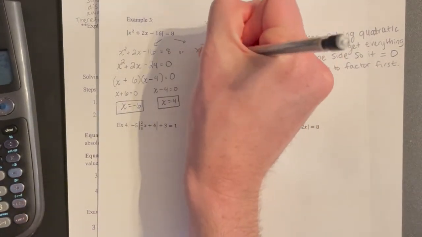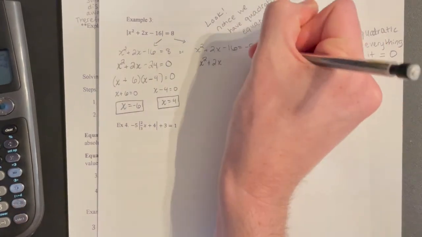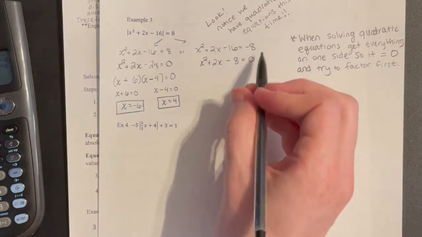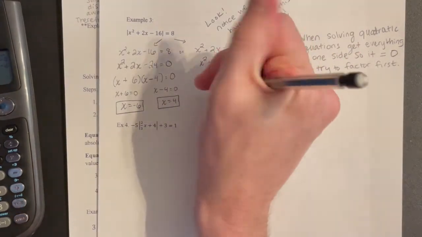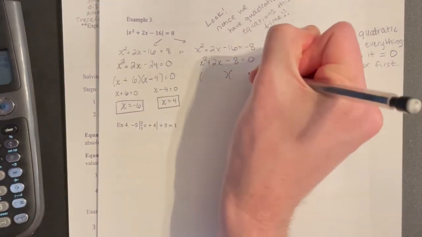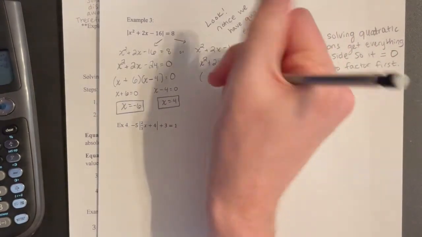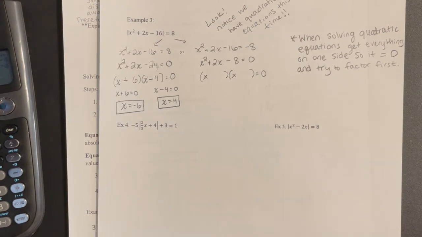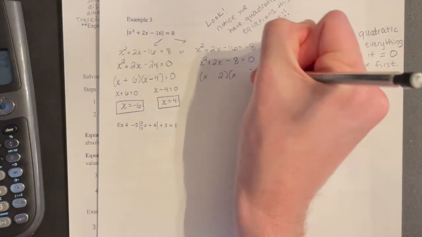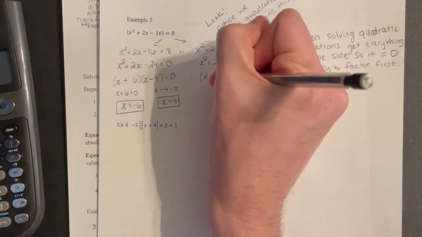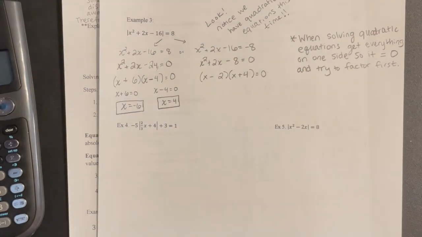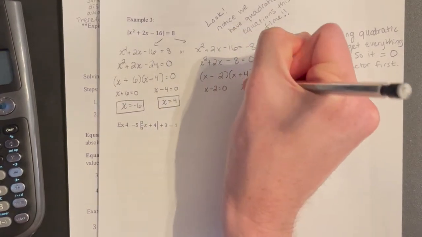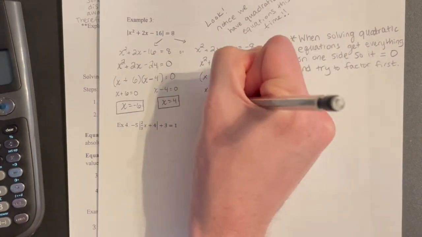So x squared plus 2x, we add 8, but that still gives me a negative 8 here. So negative 16 plus 8 is negative 8. And we try to factor. I get x times x to give me x squared, and factors of 8 are 1 and 8 or 2 and 4. Well, 2 and 4 will work if this is a negative 2 and a positive 4. And I can set each factor equal to 0 and solve it out.